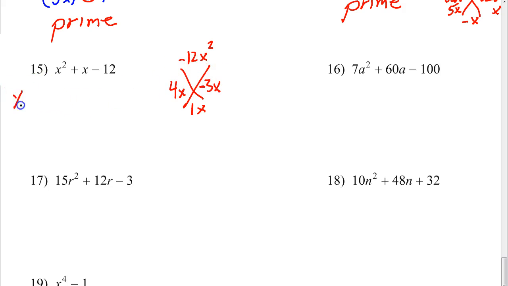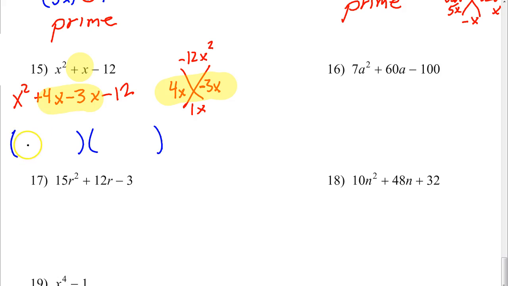So we've got x squared plus 4x minus 3x minus 12. Remember, these two replace the 1x with the 4 minus 3. And then we could do our grouping. And our answer will come out to x plus 4 and x minus 3. I'll let you fill in the work in the middle there.